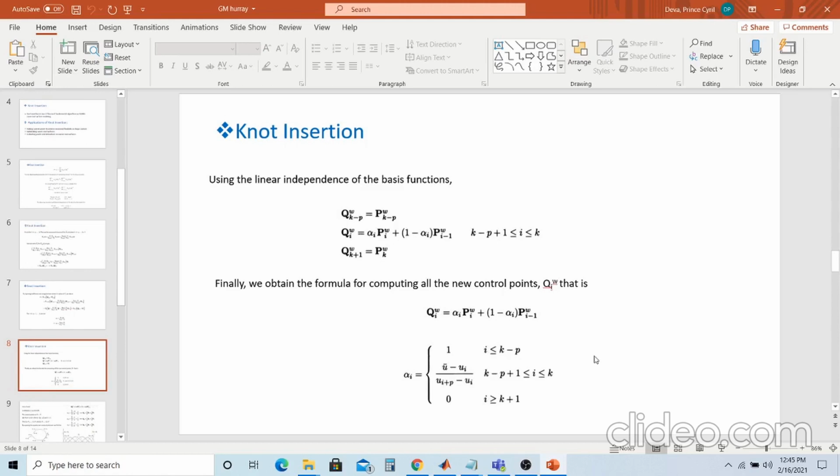Now, by using the linear independence of the basis functions, we can conclude that Q_i^w must be equal to alpha_i P_i^w + (1 - alpha_i) P_{i-1}^w for k-p+1 <= i <= k, which allows us to get the final equations by computing all the new control points Q_i^w, that is, Q_i^w = alpha_i P_i^w + (1 - alpha_i) P_{i-1}^w.